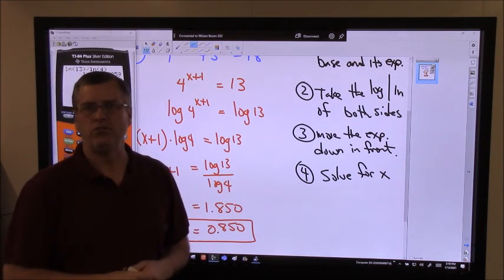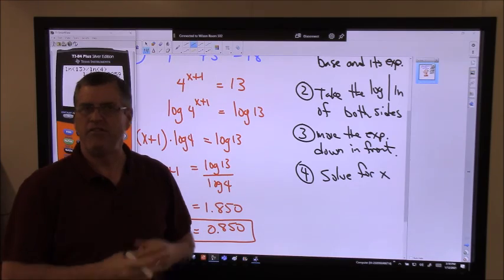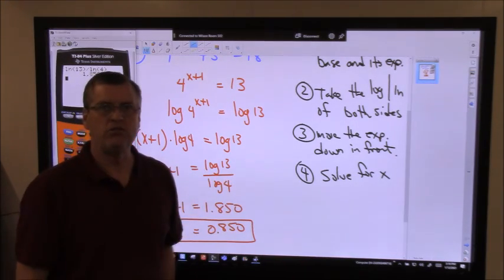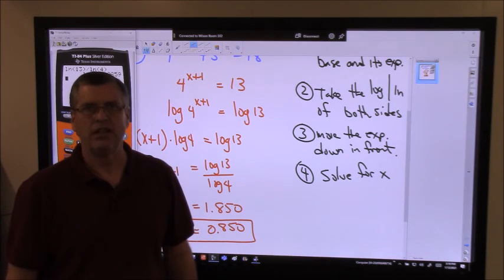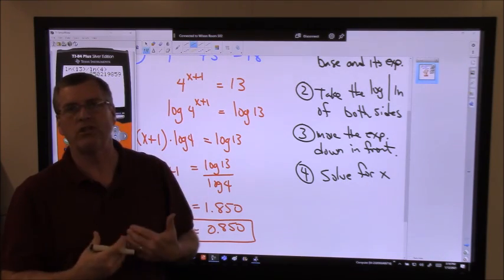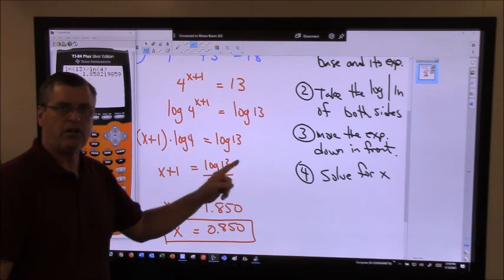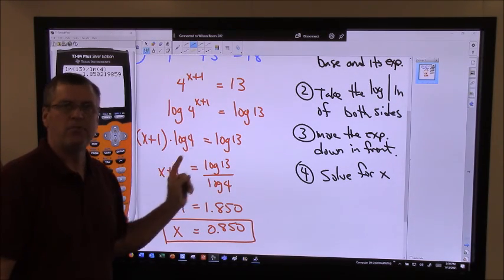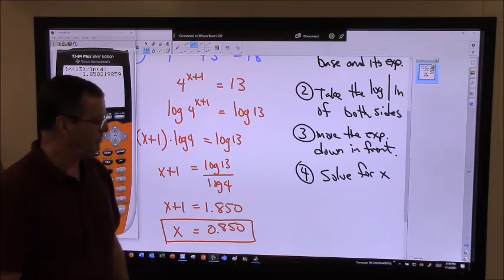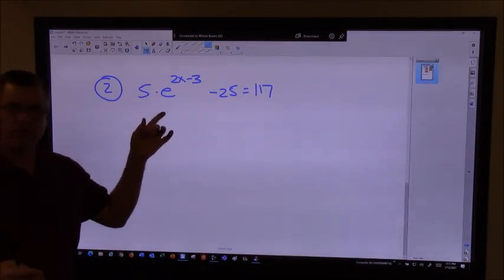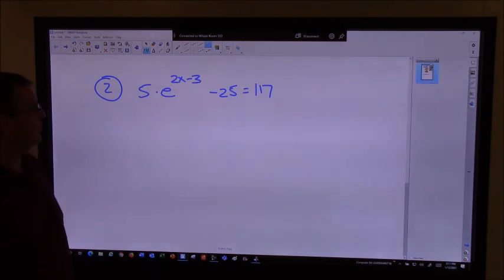Why not just always use natural log? If it matters sometimes but not others, why not just always use it? Right? That's what I'm going to start doing. I'm always going to use natural log of both sides. Even though the common log worked here, I'm just going to go to natural log. Okay? And here's why. Alright, so this time my base is e, so I have to use natural log.